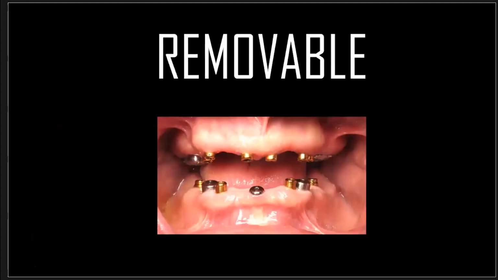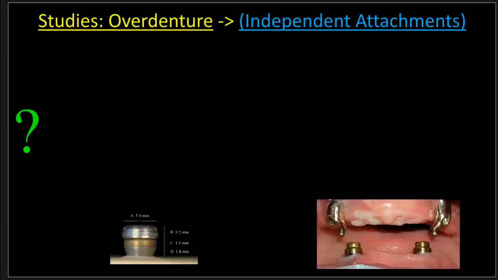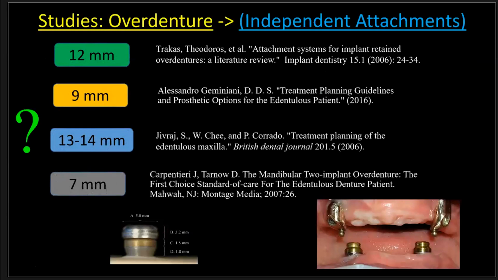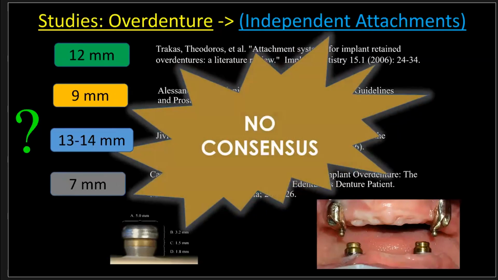If we go into removable prosthetics here and look at it, we have kind of two different types of prostheses, whether we're using independent attachments or we're doing bar attachments. If we start with the independent attachments, the literature is all over the place on the amount of space. We have anywhere from 7 millimeters of space required to 14 millimeters for these. And there's many variables. What type of attachment are we doing? What type of prosthesis are we making the patient? And there's really no consensus on this.